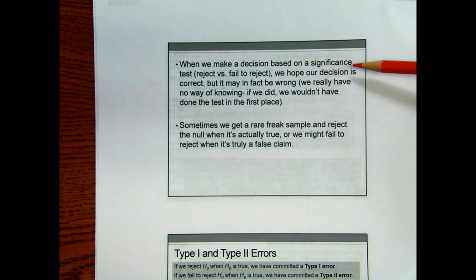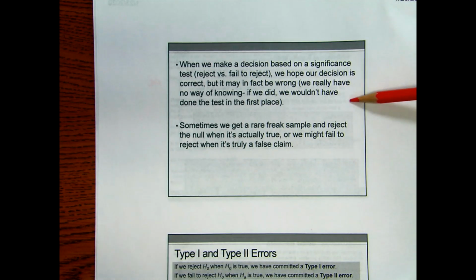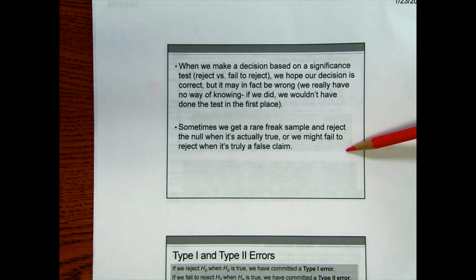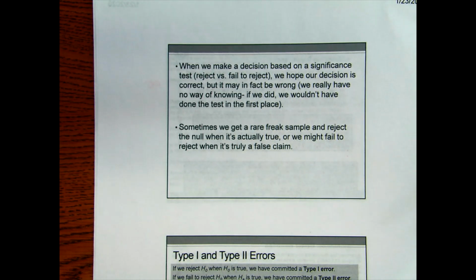When we make a decision based on a significance test, meaning we reject or we fail to reject, we hope our decision is correct, but in fact it may be wrong. We really have no way of knowing. If we did, we wouldn't have done the test in the first place. Sometimes we get a rare freak sample and reject a null when it's actually true. We may also fail to reject when it truly is a false claim.